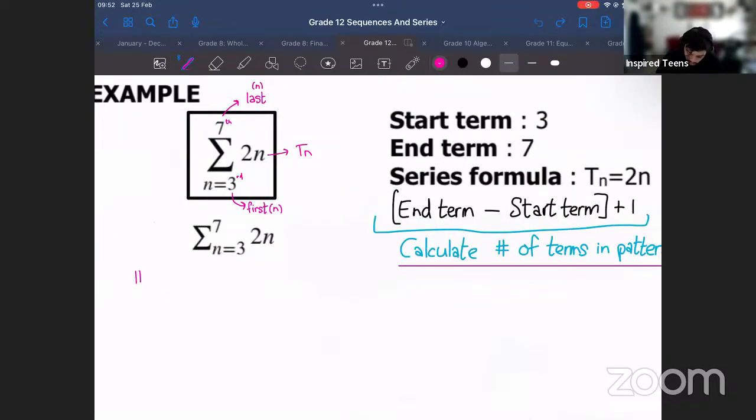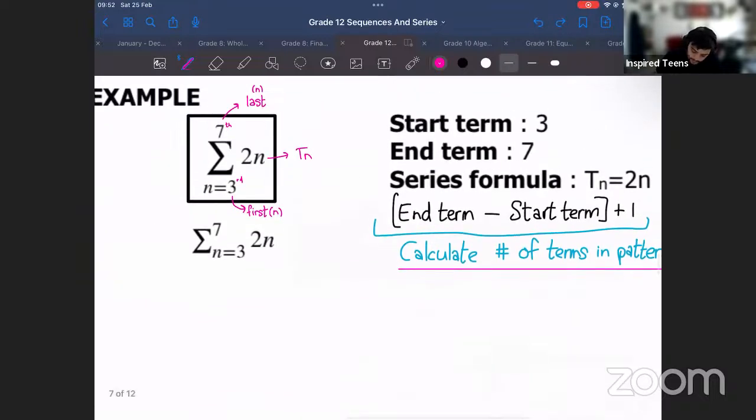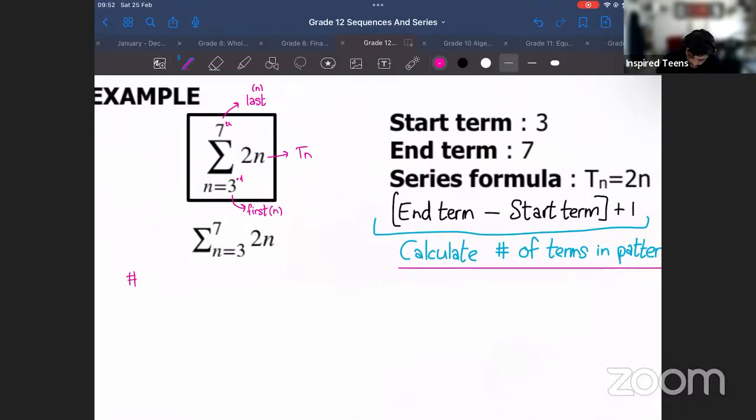Okay, and why do we need to know the number of terms before we calculate it? Let's just calculate first. The number of terms in this pattern is going to be equal to what? The n term, which is 7, minus the start term, which is 3, and we are going to add 1 to it. So it's basically 5. So we now know that there are 5 terms in this pattern.